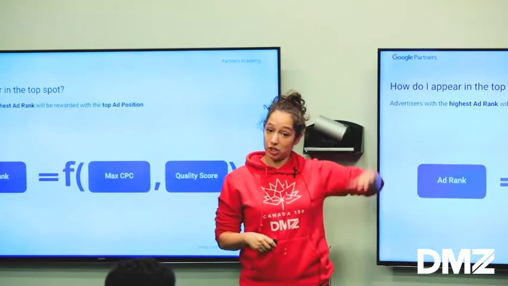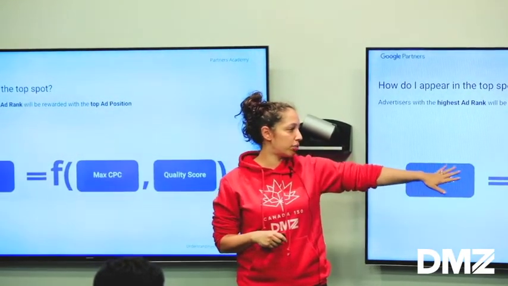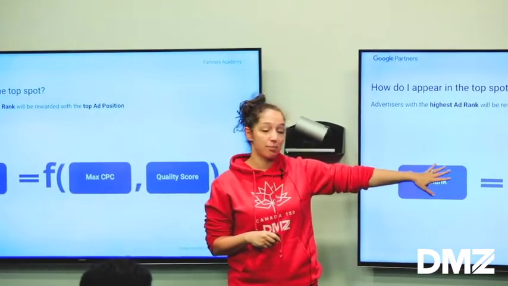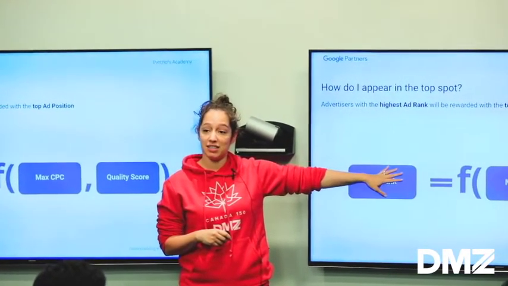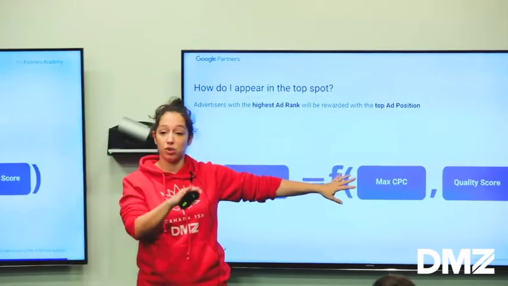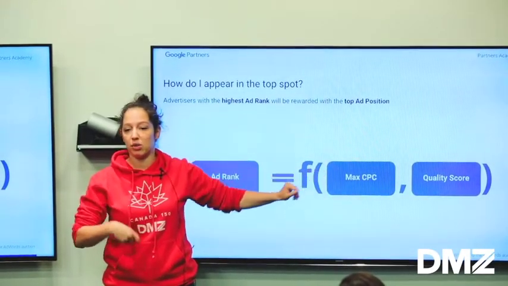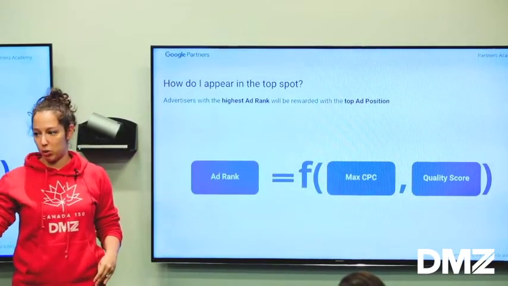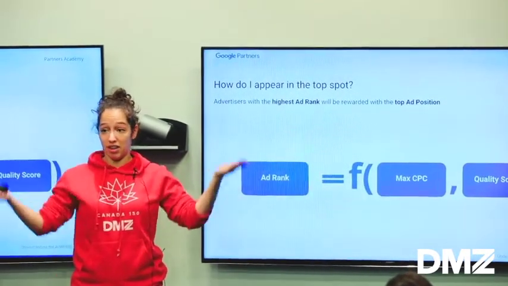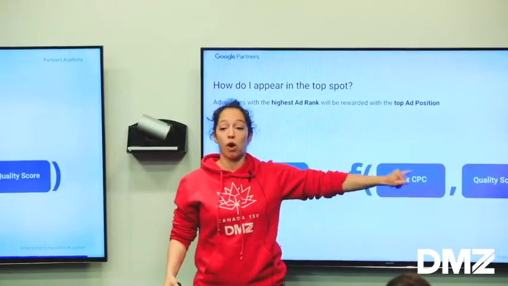AdRank, which is where you show in the auction, is a function of price and quality. So price here is max CPC. CPC stands for cost per click. So all that means is the maximum amount that you, the advertiser, are willing to pay for someone to click on your ad. So one advertiser might say, I'm willing to pay 20 cents, and another advertiser might say, I'm willing to pay $1. But that's not all that matters, because it's also a function of quality score.